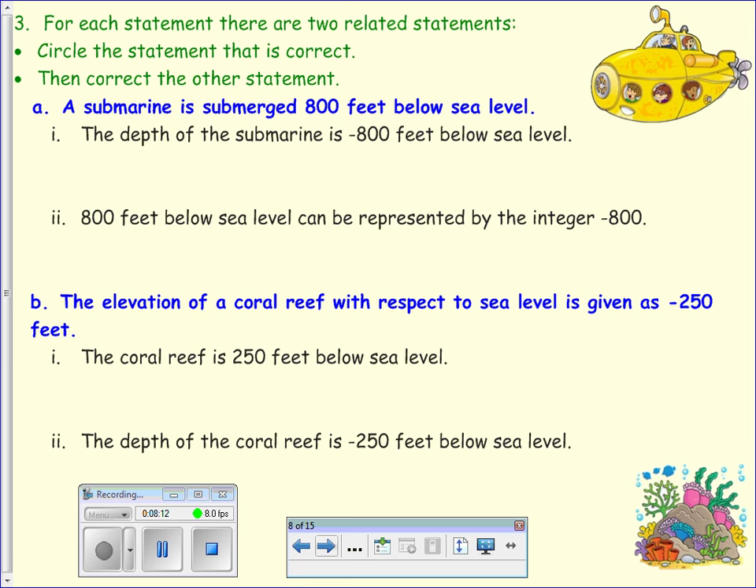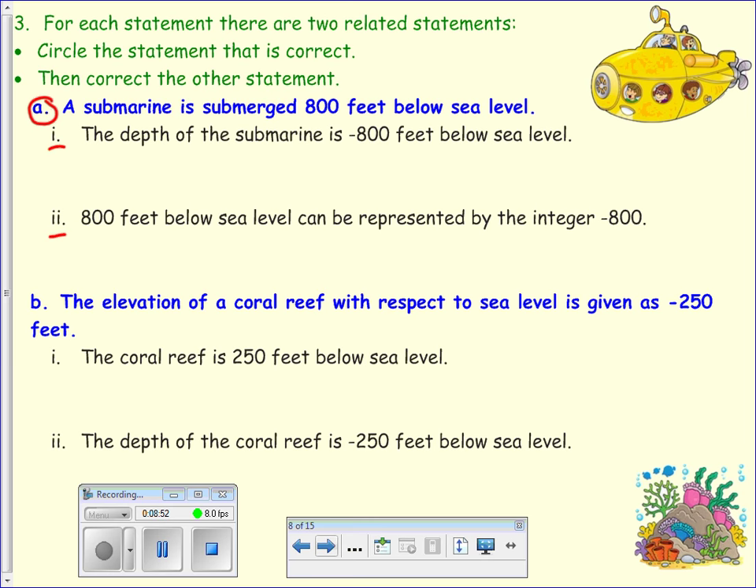So let's look at the situation. A submarine, so here's the first situation, it's labeled A. A submarine is submerged 80 feet below sea level. Then they wrote it 2 different ways, I and II. Which is correct? Give me a thumbs up if you think I is correct. Give me a thumbs down if you think II is correct. Give me thumbs in the middle if you're not sure. So read your 2 choices, and then let's vote.